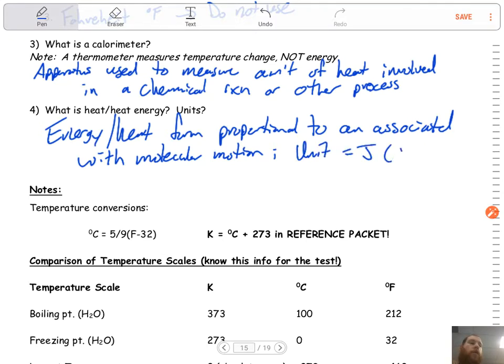You may have heard of calories, and we'll talk about calories in a few minutes. We will be using joules in terms of our energy. We can convert between them, but the joule is the standard SI unit.